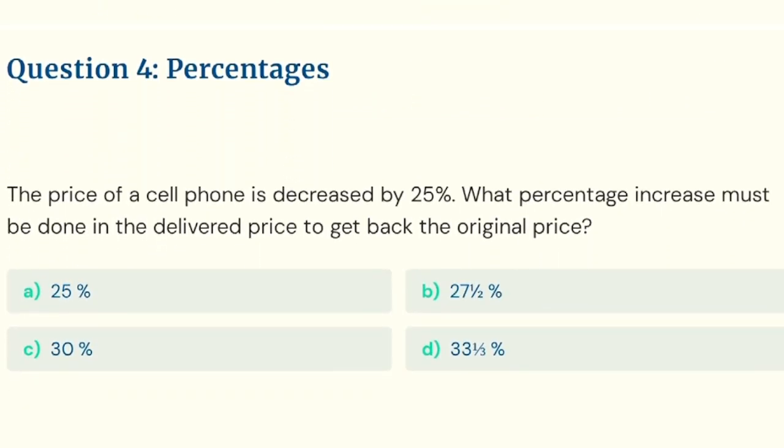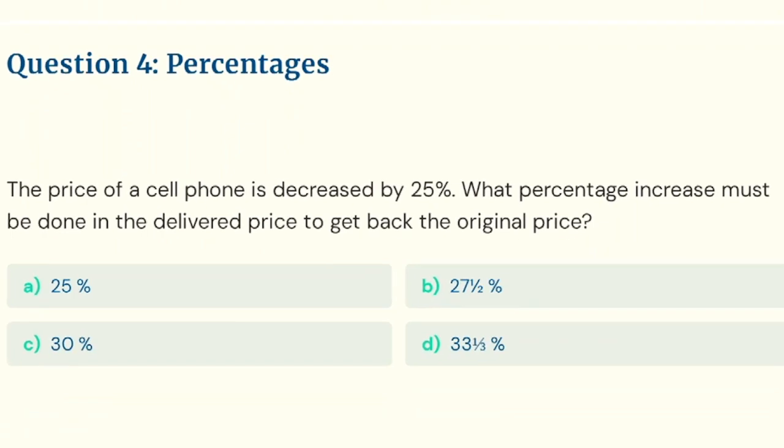Now the next one is a percentage based question. The price of a cell phone is decreased by 25%. What percent increase must be done in the reduced price to get back the original price? So we just assume the price of the cell phone to be 100 rupees. Now the price is decreased by 25%. That means the new price will be 100 minus 25% of 100, which equals 75 rupees.